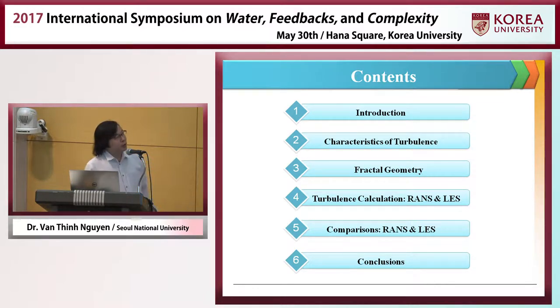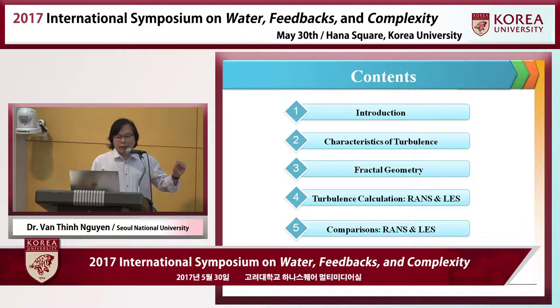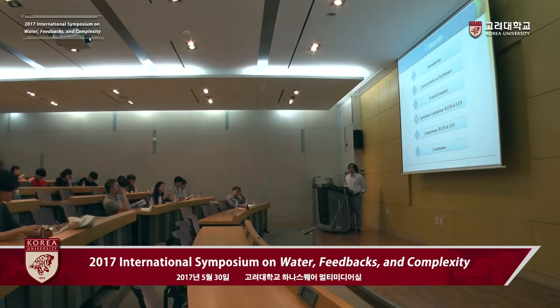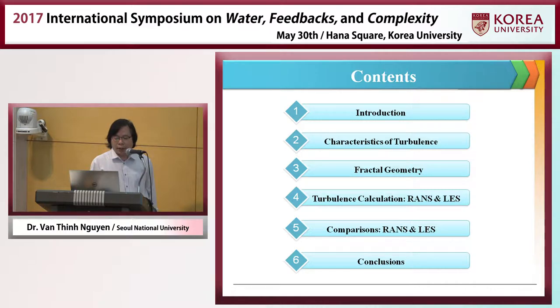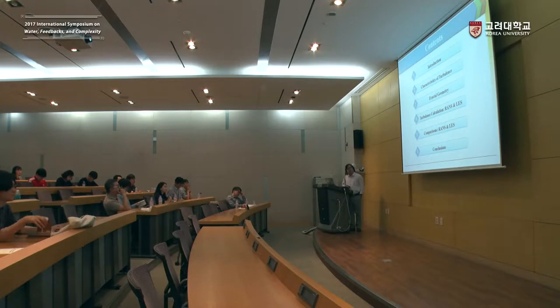So I will go through it. First, I will introduce what turbulence is and some of its characteristics. In particular, I will try to explain fractal geometry, a very specific area of mathematics, to explain some phenomena in hydraulic engineering. Then I will show how we calculate turbulence, compare with the results, and give some conclusions.